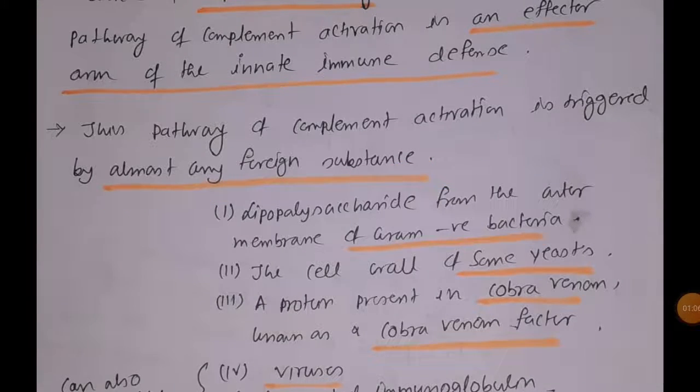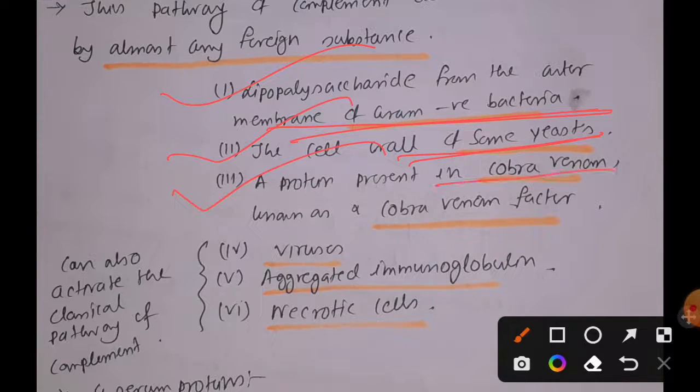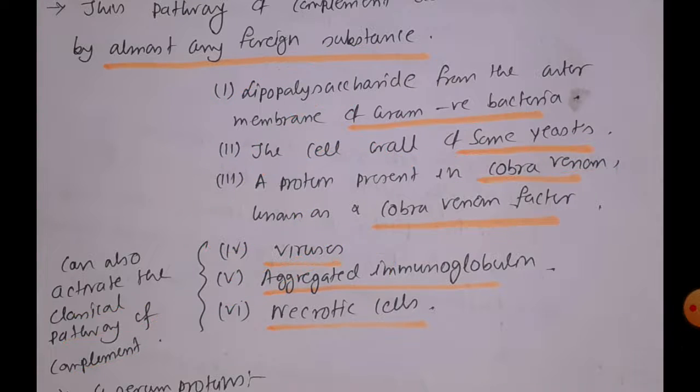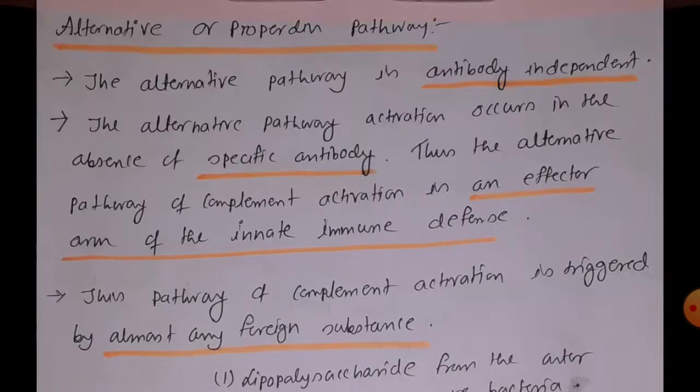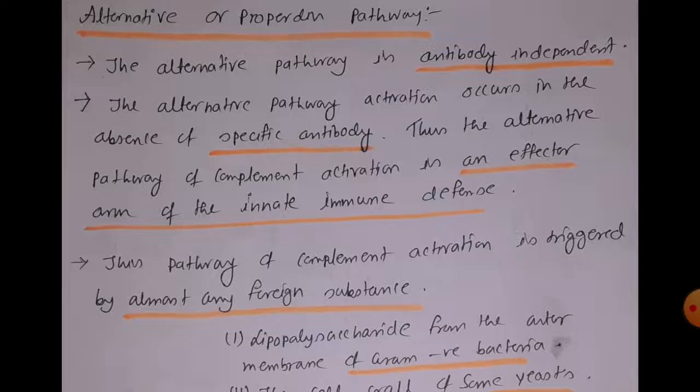This alternative or Properdin pathway can be activated by almost any foreign substance. For example, lipopolysaccharide from the outer membrane of gram-negative bacteria, the cell wall of some yeast, a protein present in cobra venom known as cobra venom factor, along with some activators that can also activate the classical pathway, for example viruses, aggregated immunoglobulin, and necrotic cells. Although I have taken only some examples, any kind of foreign substance can activate the alternative pathway.